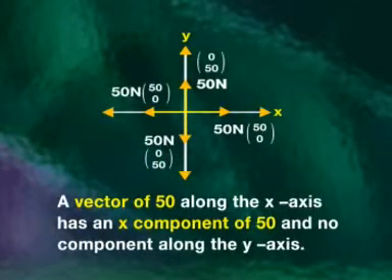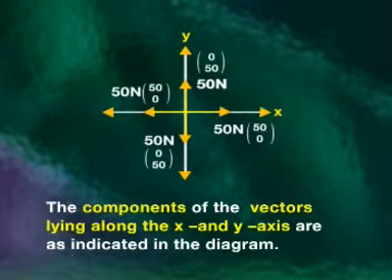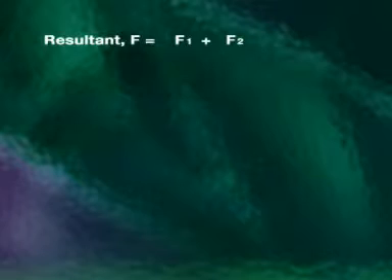A vector of 50 along the x-axis has an x component of 50 and no component along the y-axis. In the same way, a vector of 50 along the y-axis has no component along the x-axis and a component of 50 along the y-axis. The components of the vectors lying along x and y-axis are as indicated on your screen. Let's now continue our solution.